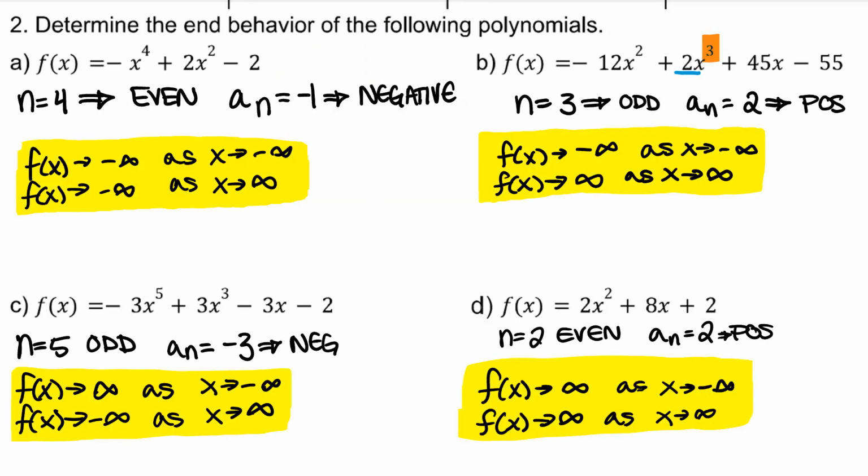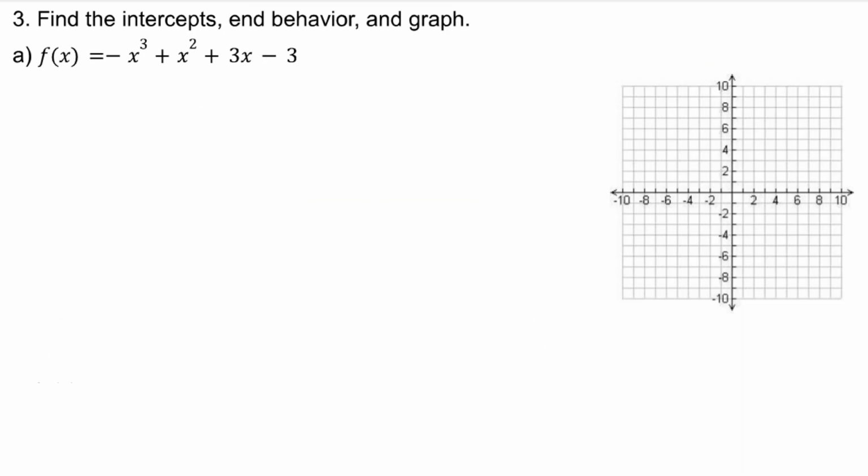And here's our end behavior. For number 3, we're going to find the intercepts, end behavior, and graph the function. To find the x-intercepts, we make y equal to 0. Can we solve this by factoring? Actually, yes, you may remember factor by grouping from Algebra 1.